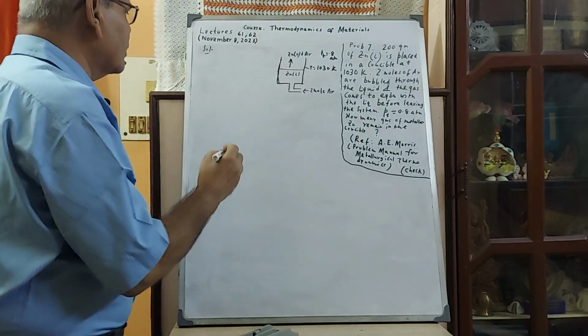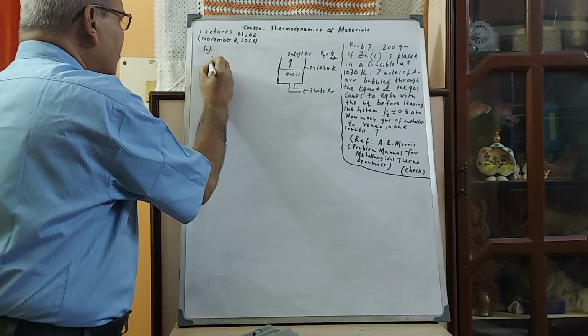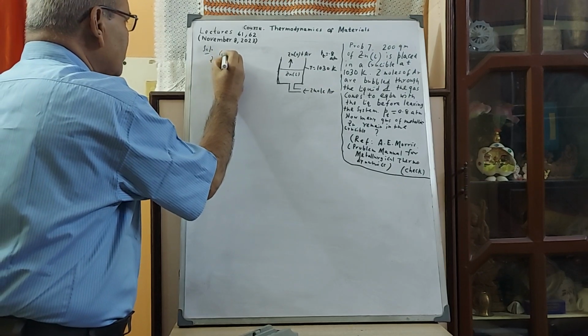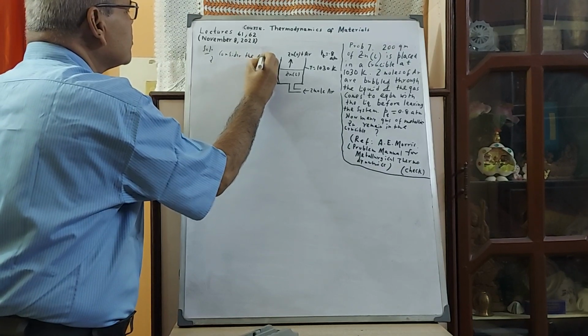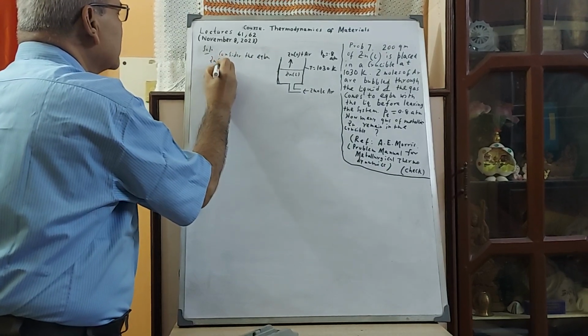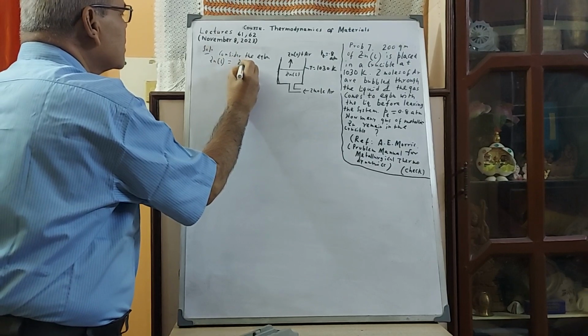Now, for this, you need to start with this. Consider the equilibrium as we write often. Consider the equilibrium: zinc liquid goes to zinc vapor, zinc evaporation.